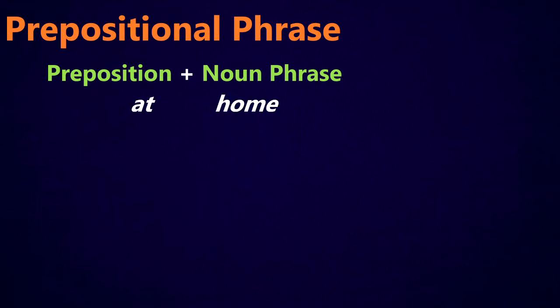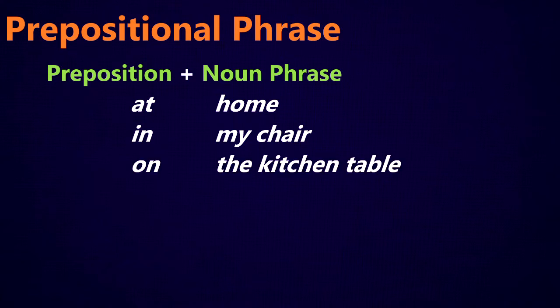For example, we could say at home. At is the preposition and home is the noun phrase. Even though it's only one word, it is still considered a noun phrase. Or we could say in my chair. So in is the preposition and my chair is the noun phrase. Or we could say on the kitchen table. On is the preposition and the kitchen table is the noun phrase.